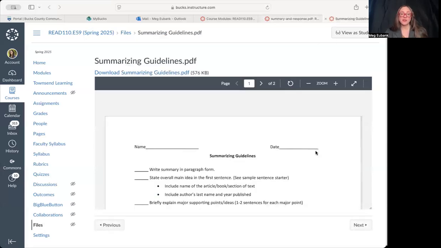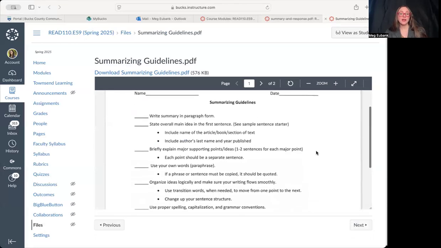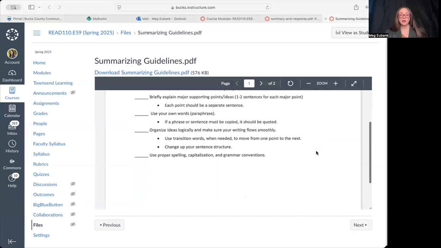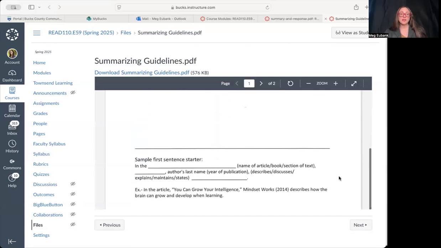Now, here's another handout that has some quick guidelines. As you write, you should write it in paragraph form. This is just sort of like an essay. Put your big overall main idea in the first sentence. There's actually a sample sentence starter, which is down at the bottom. And it would be something like, in the article, Dogs Make Great Pets by the author Meg Eubank, she discusses how dogs are good pets based on 3 characteristics.